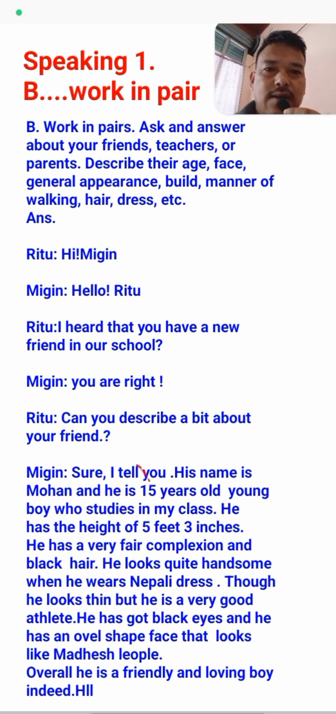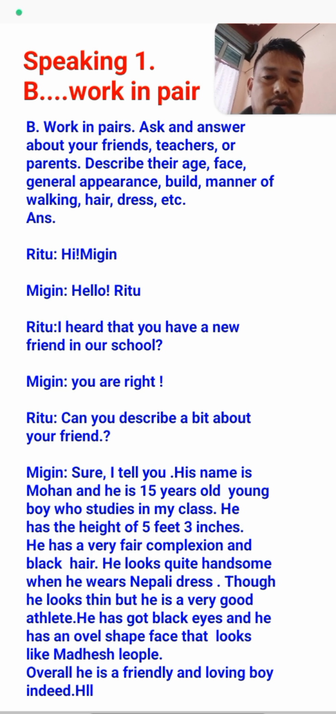So it's all which I have described. And Megan says that, sure, I'll tell you, his name is Mohan. He's 15 years old, a young boy who studies in my class. He has a height of 5 feet 3 inches. He has a very fair complexion and black hair. He looks quite handsome when he wears Nepali dress.